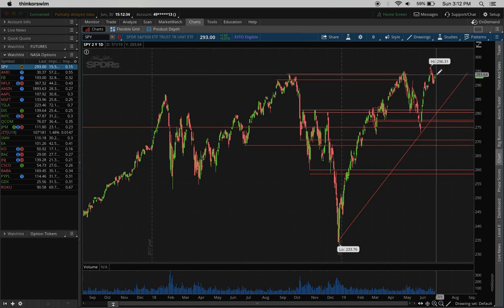here. So if we can continue to bounce up here to the upside, we're going to be retesting 296 this week because we are in an uptrend. We did validate support here at around 290, so we're going to continue bouncing up.